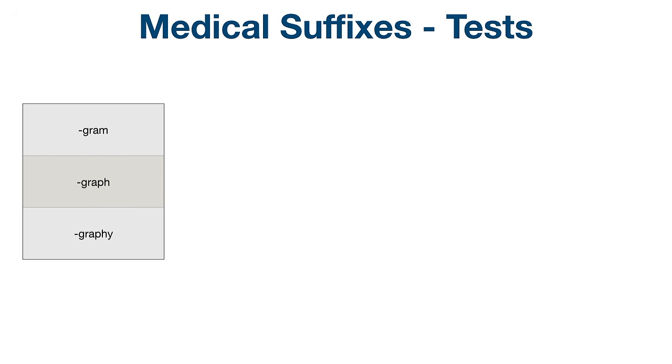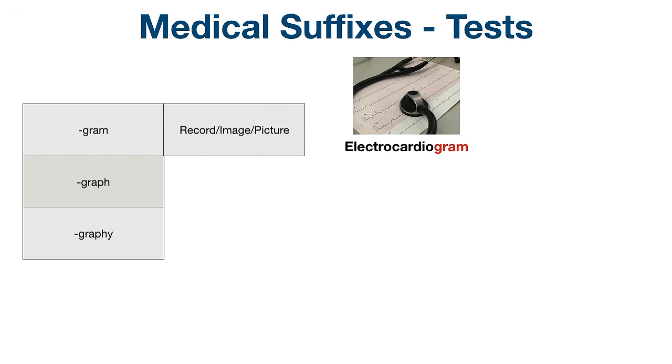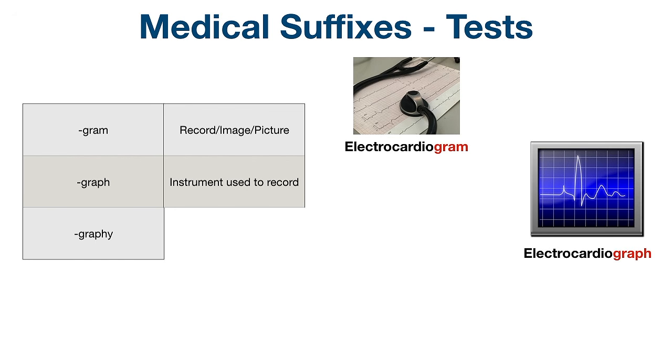Let's move on to common suffixes pertaining to a test. The three terms shown in the table look the same and have similar meaning, so let's break them down. First, we have gram, which means a record or a picture. You could think of electrocardiogram, also known as an ECG or EKG, which is a recording of the electrical activity of the heart. Next, we have graph, which is the instrument used to record or take a picture. For example, an electrocardiograph is the instrument used to record the electrical activity of the heart. In other words, the electrocardiograph is the machine that produces the electrocardiogram.